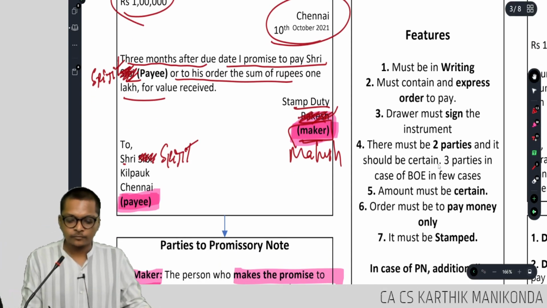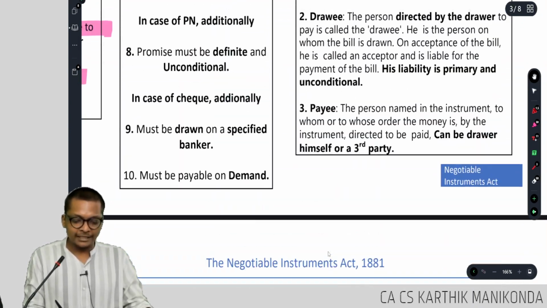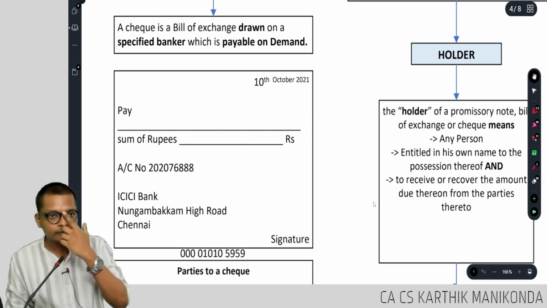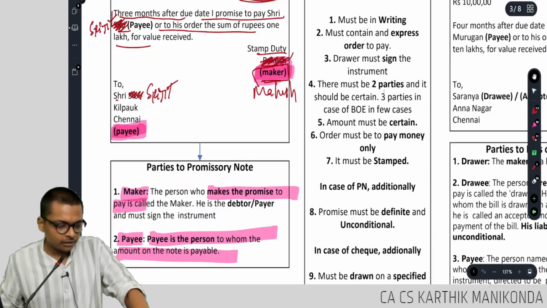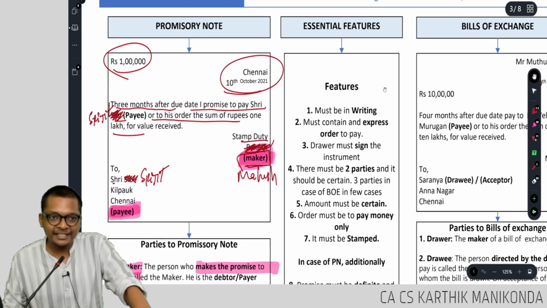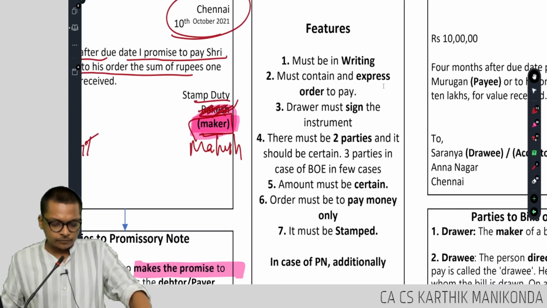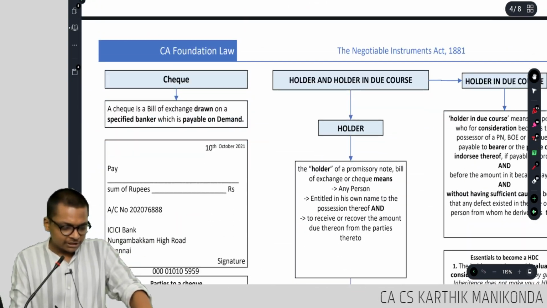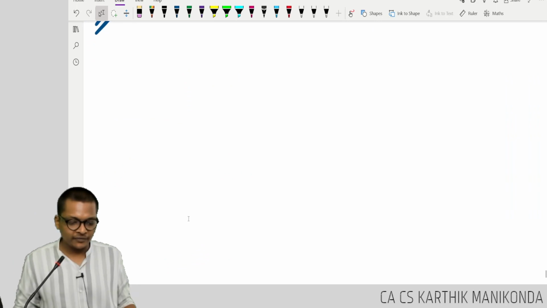Okay, next. Let us go to a check. Let me finish off check, because check is something everybody knows. Fine. So everybody clear with promissory note, guys? Okay. Now, let's go to check and bill of exchange. Let's understand check and bill of exchange.